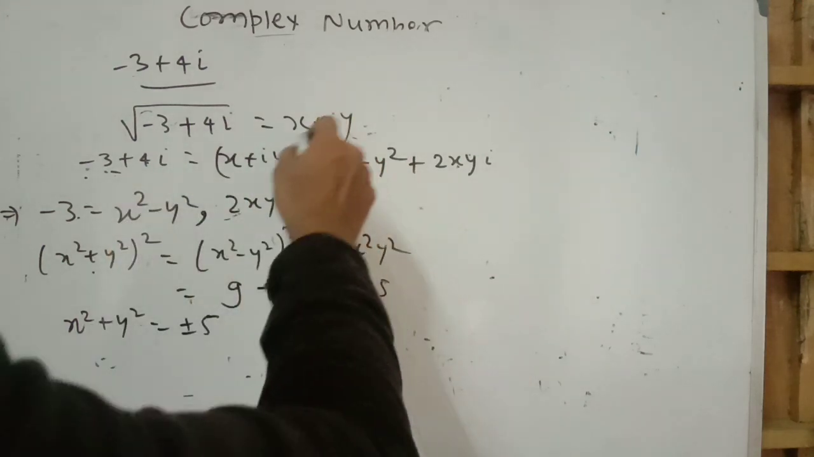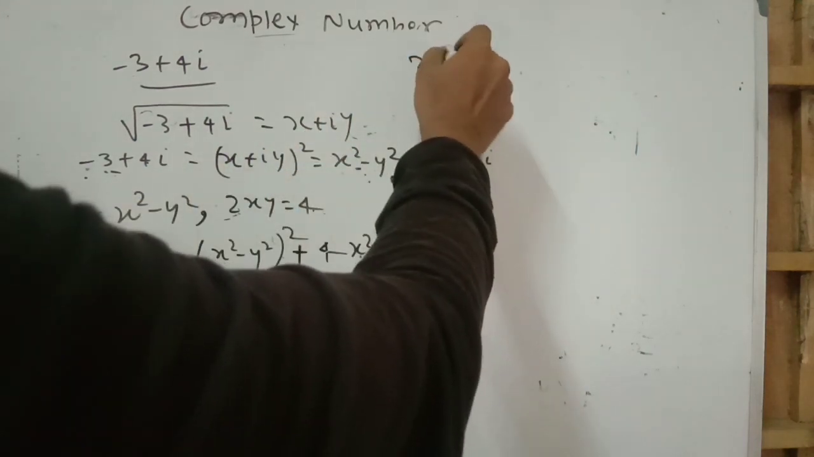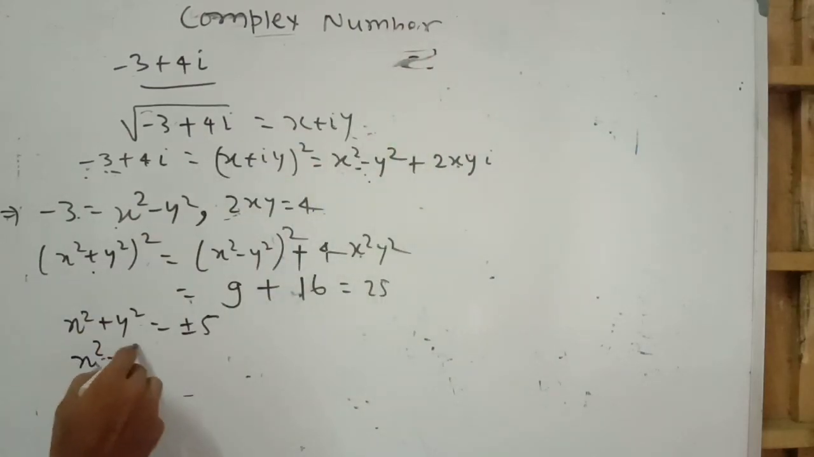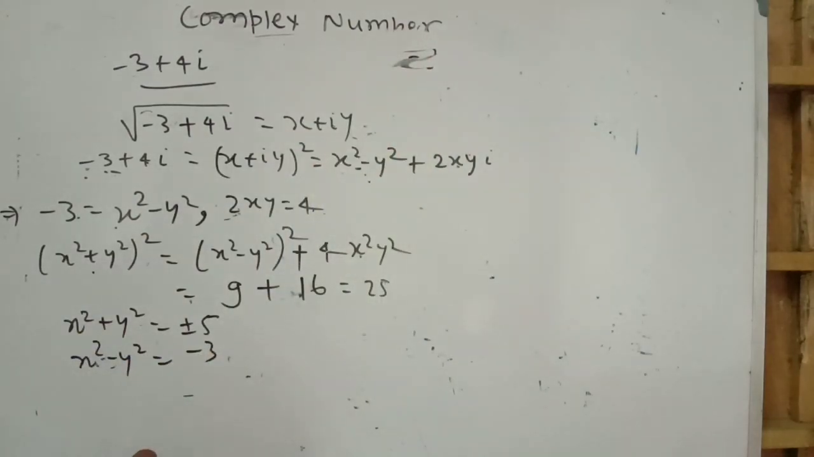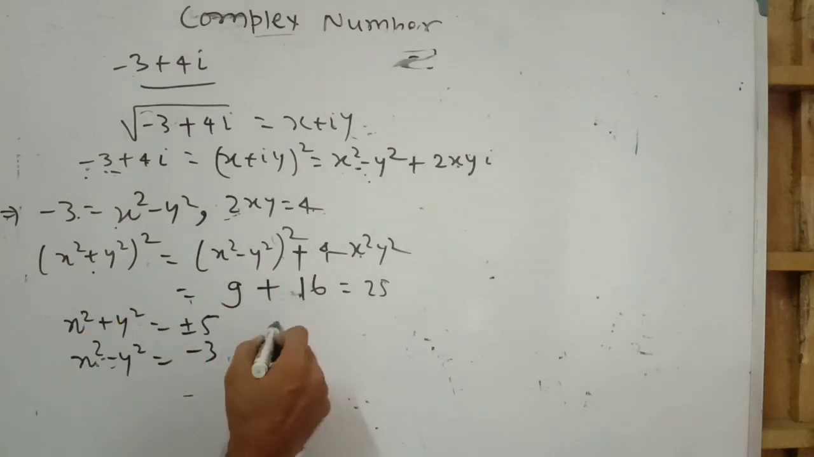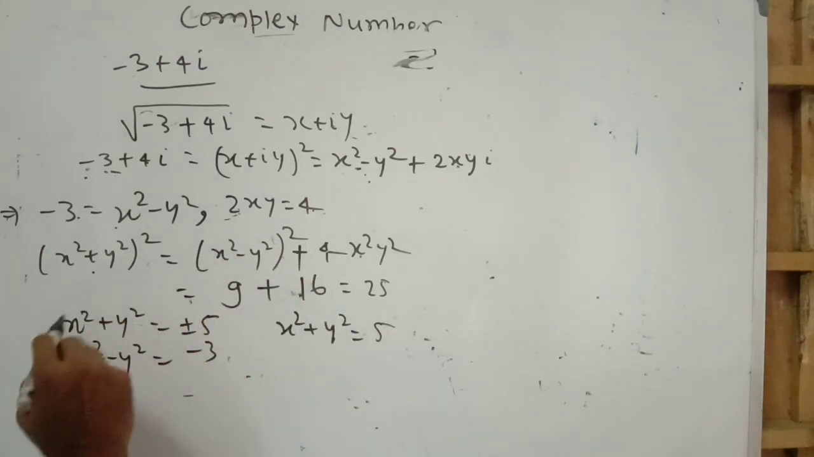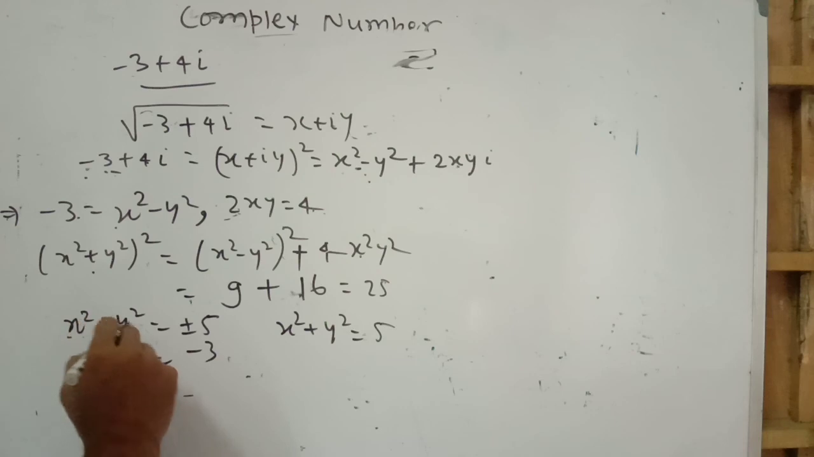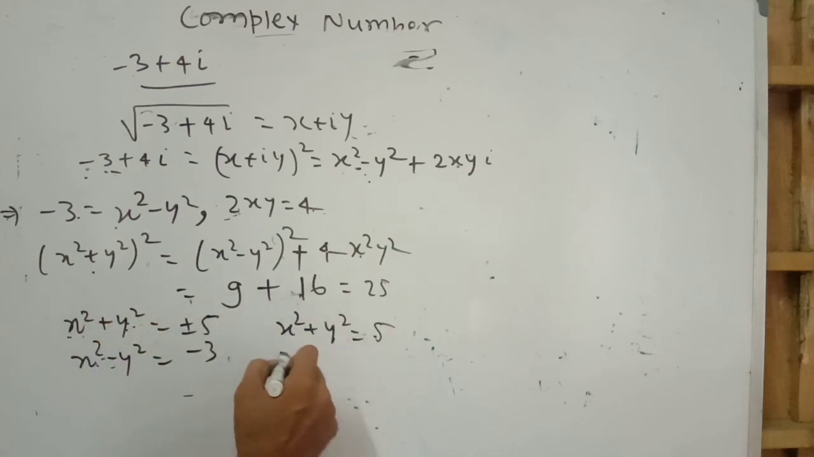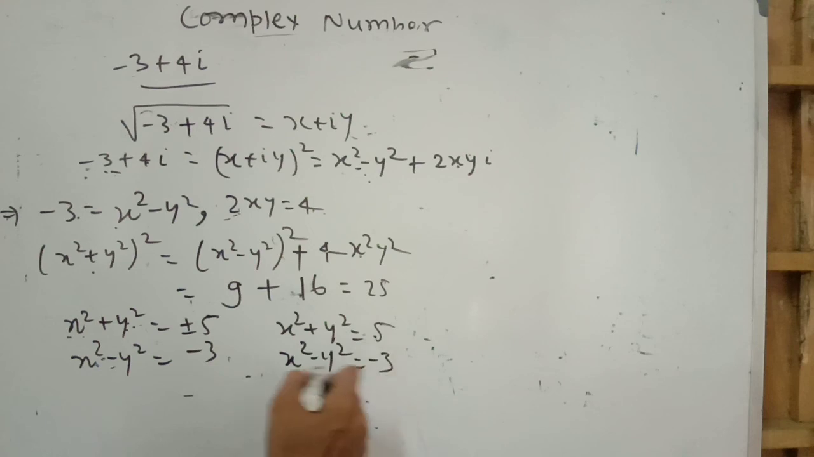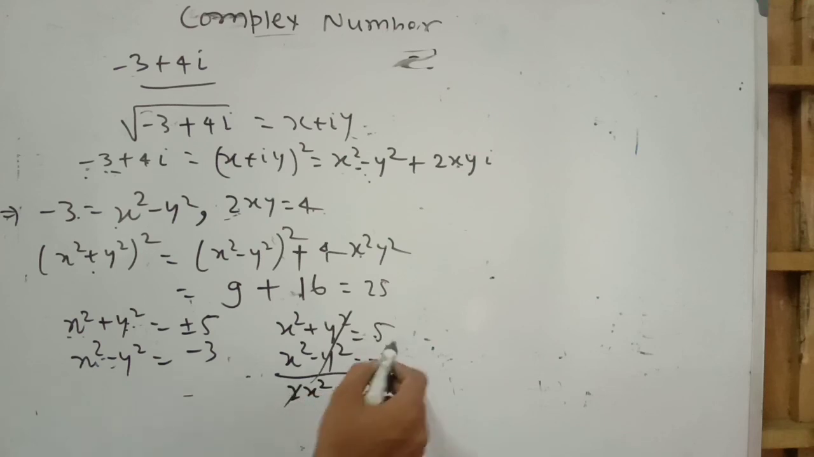Now here x square minus y square equal to minus 3. So we consider x square plus y square equal to 5. Why do we consider 5? Because both are in square form, so it will always be positive. So x square plus y square equals 5 and x square minus y square equals minus 3. When you add these, it becomes 2x square equal to 2, so x square is 1. So x is possible plus minus 1.